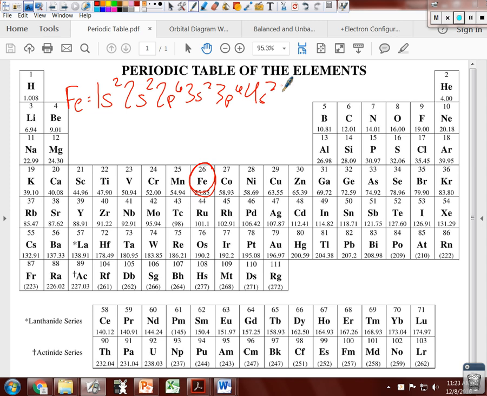Because, actually, did I move that? Do you agree that this is calcium? It should look identical to calcium, the one I currently have written. Hold that thought for just a second.